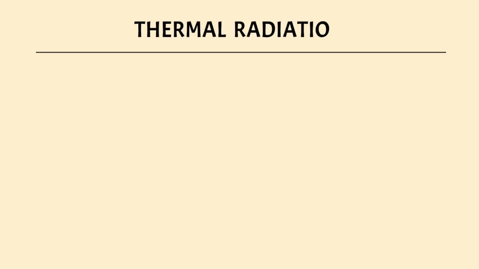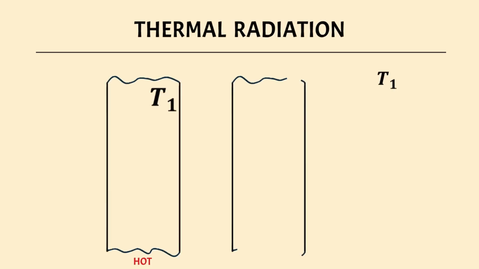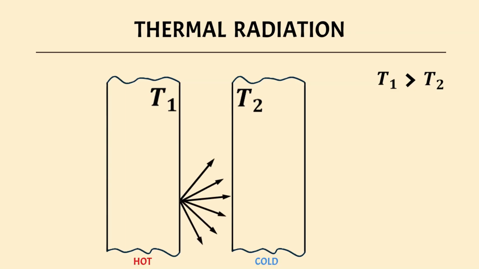Now, imagine two parallel plates facing each other, where temperature T1 is hotter than temperature T2. What actually happens is a continuous exchange of thermal radiation between the two surfaces. The thermal radiation emitted from surface 1 occurs in all directions. Surface 2 then absorbs the thermal radiation emitted from surface 1. And surface 1 absorbs the radiation emitted back from surface 2.